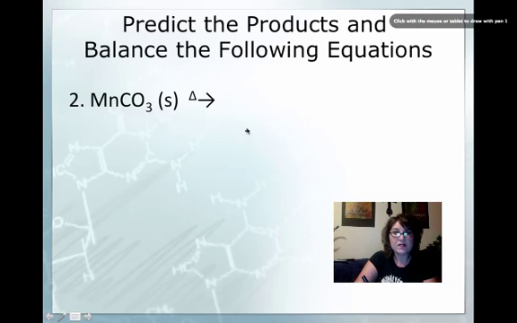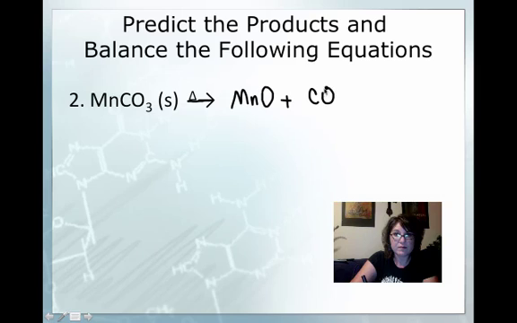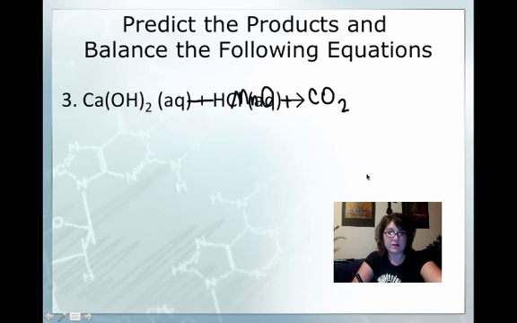So if I have manganese carbonate that is heated, that triangle means it's heated, then I suspect we're going to have a decomposition reaction because I have only one reactant. So what happens to carbonates? We form the metal oxide, manganese oxide, and carbon dioxide. That's all there is to it. First tell what type of reaction it is, and then predict the products, and then we look to balance. This one's already balanced. Wow, it's like we've done this before.